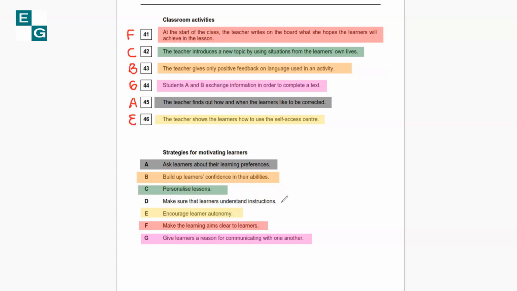As you probably remember here, there is one extra option which you don't need to use. And that was make sure that learners understand instructions.